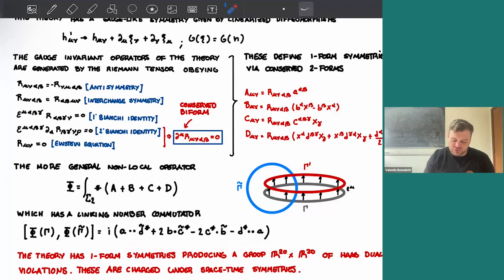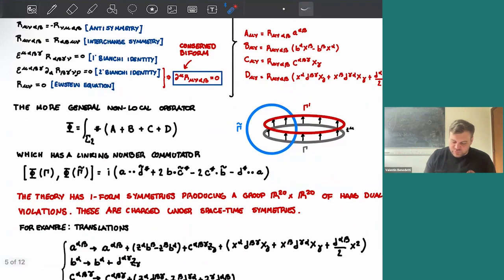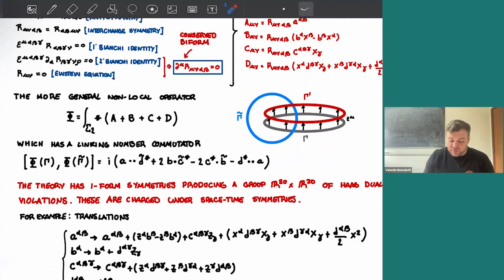This is because not all of these fluxes commute with each other when they are linked. Some of them still commute. This is the case, for instance, if we take the A's here and the B's here, then this will be 0. But if we take a general operator, we get this expression here. So by doing the same analysis as for the Maxwell fields, namely exponentiating these fluxes to get the analog of Wilson and 't Hooft loops, we get that these one-form symmetries produce a group of Haag duality violations that are R^20 times R^20.